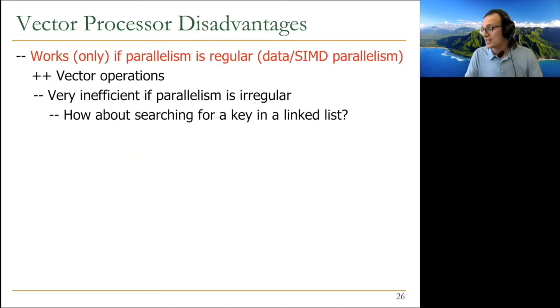Okay, so of course there are disadvantages as well. Basically, this works only if parallelism is regular. Basically, you have data or SIMD type parallelism. So if you have vector operations, that's great. But if you don't have vector operations, you're very inefficient if it's irregular. For example, how about searching for a key in a linked list? This is actually irregular because your addresses are dependent on previous addresses you generate, and you don't have much parallelism. This actually does really badly on vector processors, for example.